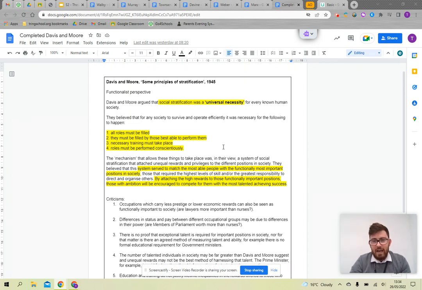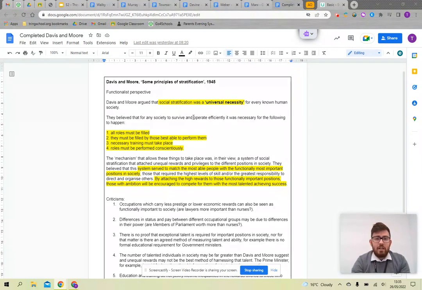Okay, you need to have groups of people. You need to be able to separate people depending on a bunch of different things. But they really do talk about roles in society, and they talk about inequality in society. Now, if you think about it, it says here social stratification is a universal necessity for every known human society. Now, what that is saying but not saying is that inequality is a universal necessity in some way. Okay, and that will become a bit more clear what they mean by that as we go through.